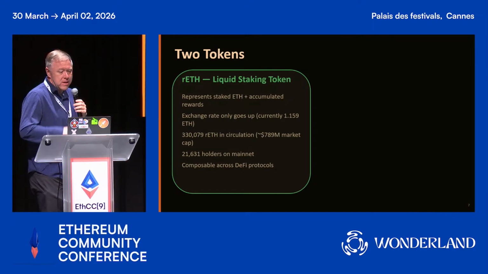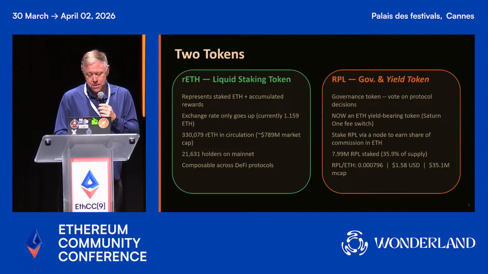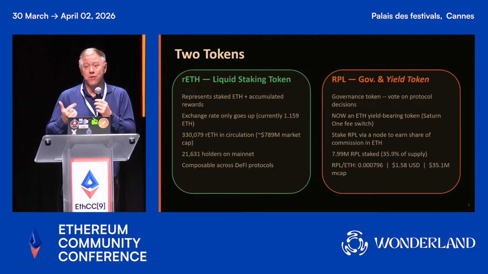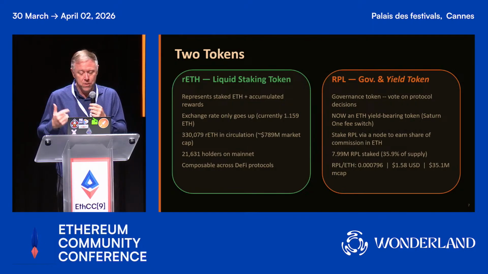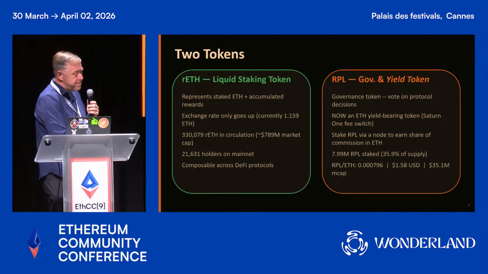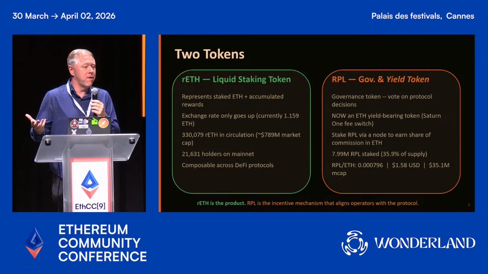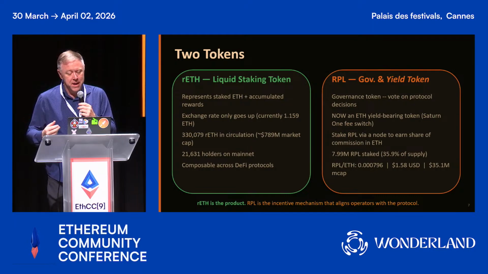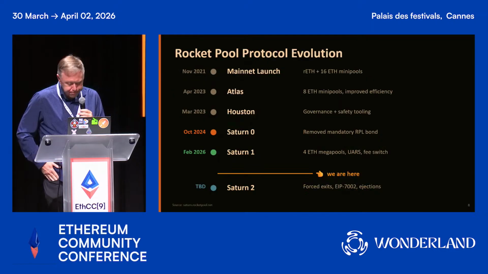And then just in a short summary here, there's the liquid staking token, RETH, right? There's a governance token, what used to be a governance token, but actually now is a governance and yield token, one of the improvements in Saturn One, called RPL. And the way I like to think of it is RETH is the product that Rocket Pool produces, and RPL is kind of a governance and a yield boosting token now.